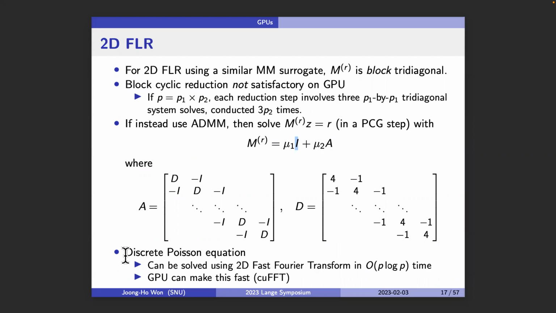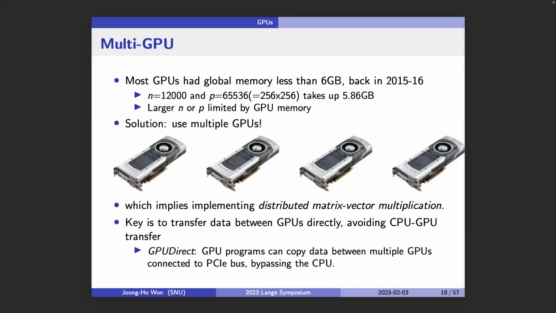And the discrete Poisson equation can be very efficiently solved using Fourier transforms. And for this case, it's a 2D Fourier transform. And also GPU can do this Fourier transform very efficiently. So that was the main workforce for image-based regression.